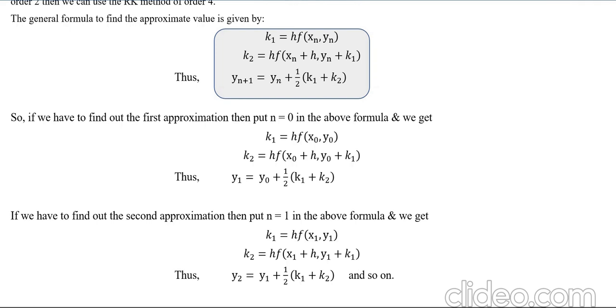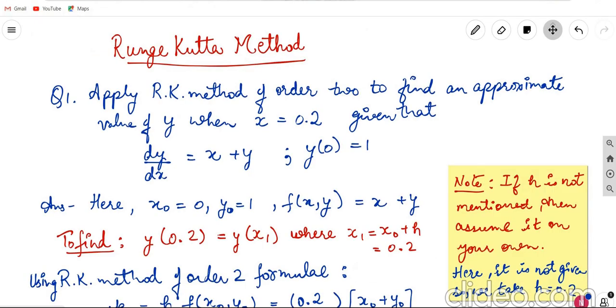So let us consider one question. Here we have a question: apply RK method of order 2 to find an approximate value of y when x is equal to 0.2, given that dy by dx is equal to x plus y with the initial condition y at 0 is equal to 1. So what is given to us? Here we have x naught as 0, y naught as 1, f of x, y is equal to x plus y.